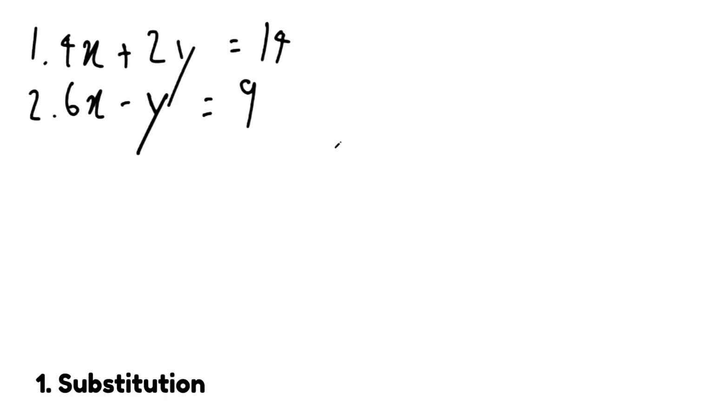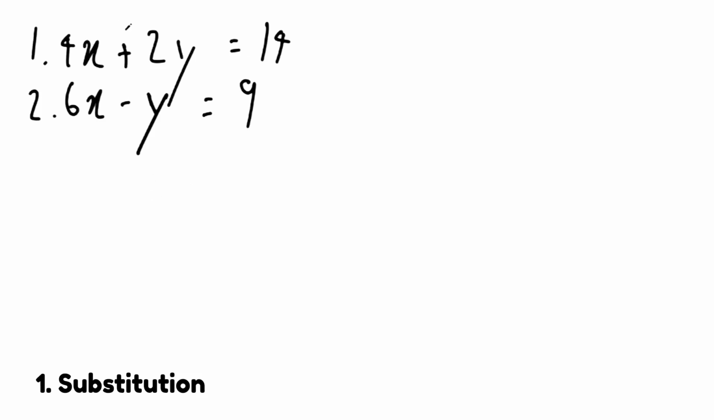Substitution basically works on the principle of converting one of the equations into slope-intercept form and then substituting it into the other equation by swapping it for y, and then solving for x in the equation and then finding the other variable with x by substituting it into either one of the equations.